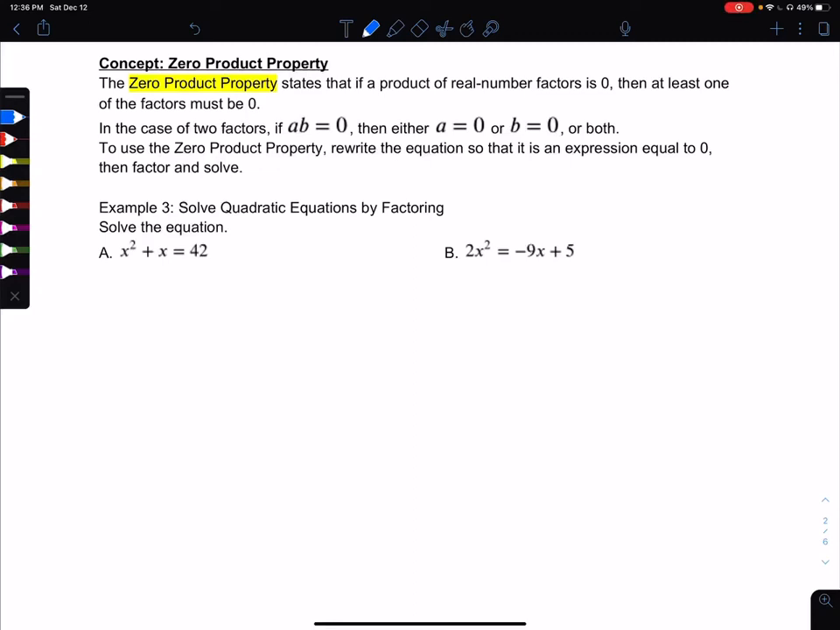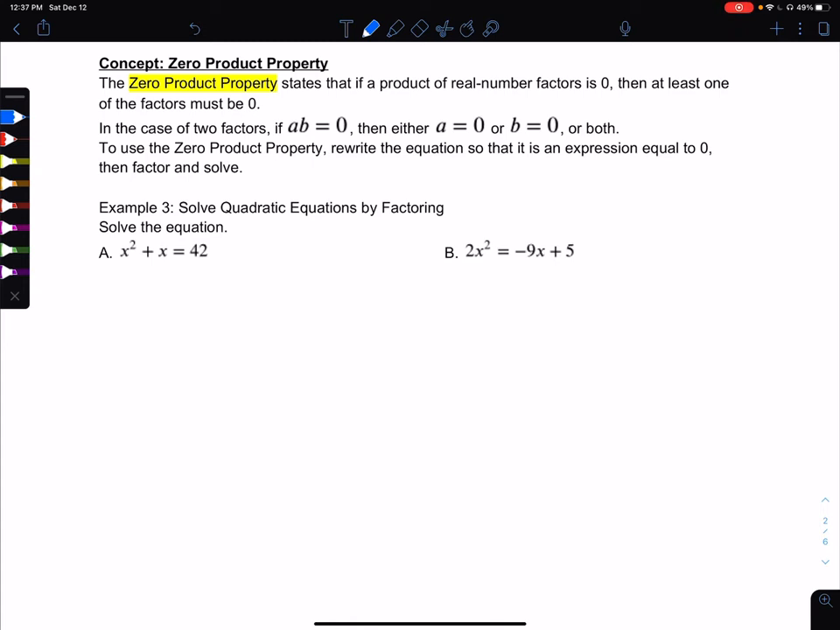All right, here we're going to look at the concept of the zero product property. Now, the last two videos for examples 1 and 2 have basically just been leading to the zero product property and how we're going to use it to solve equations. So the zero product property states that if a product of real number factors is 0, then at least one of those factors must be 0.